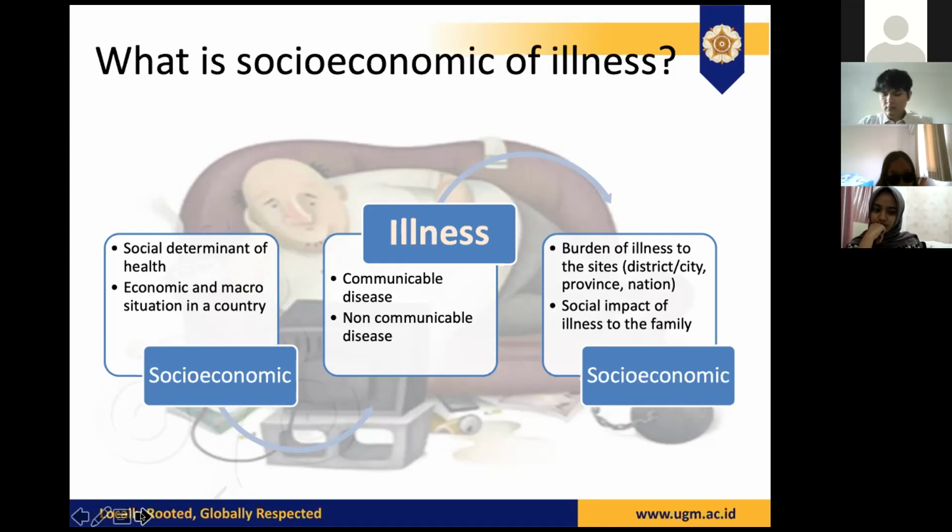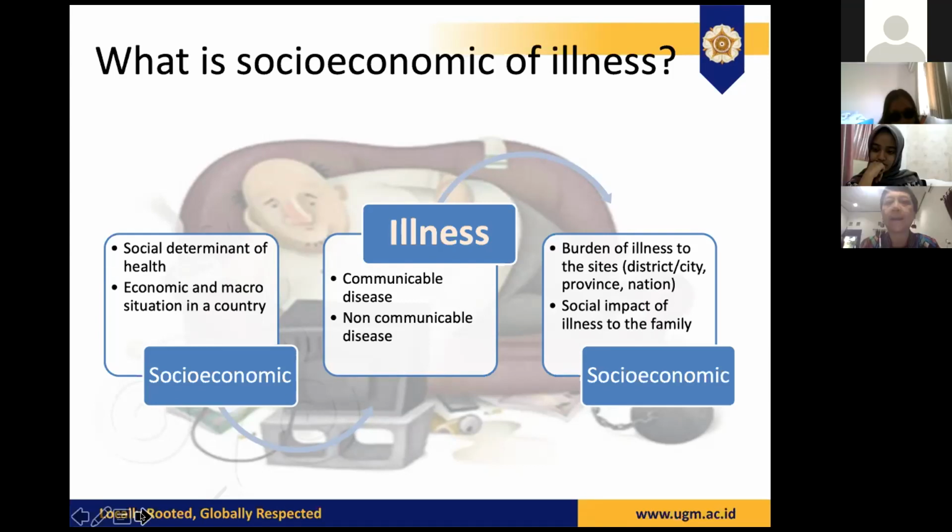However, after you have a disease, you can also have an impact from the disease on your socioeconomics. For example, even though you have a good income, suddenly one of your family members suffers from cancer. Even though cancer is already covered by the national insurance, there are some costs you still have to add. I have done research on cancer, and I know that they have to pay for accommodation because they live outside Yogyakarta, and then they have to pay for transportation, and when you accompany your relative in the hospital, you need food. So there are some costs beyond the national insurance.